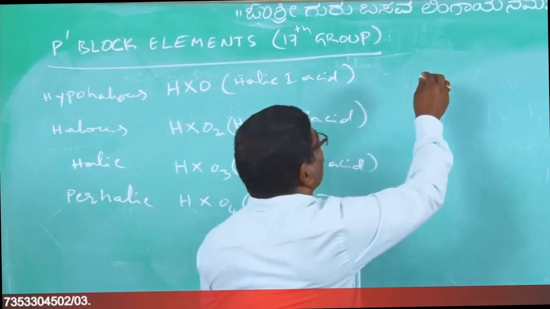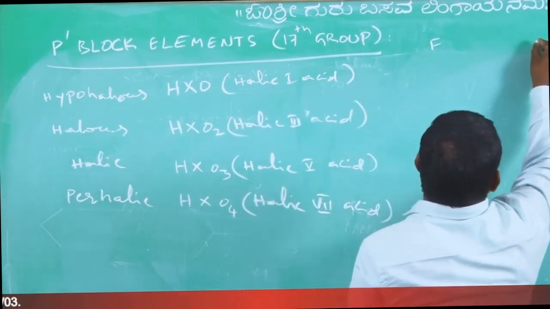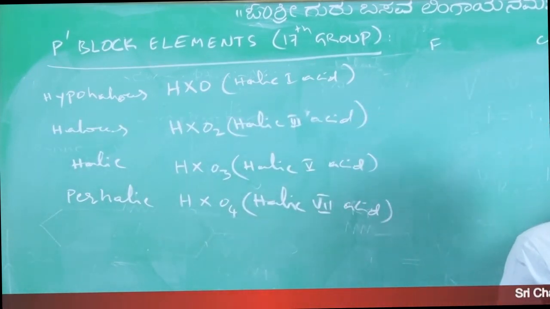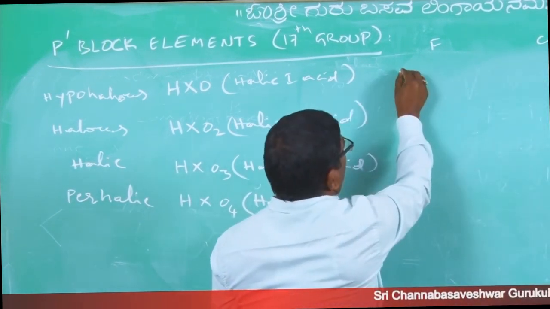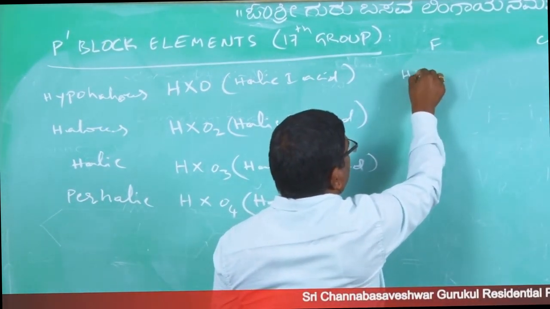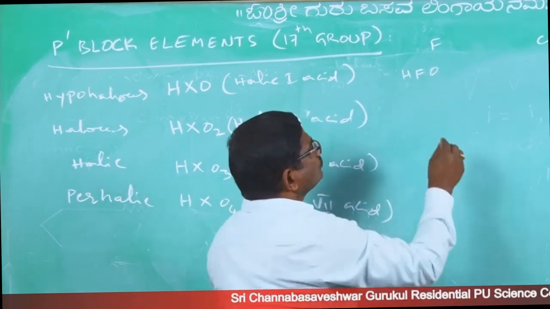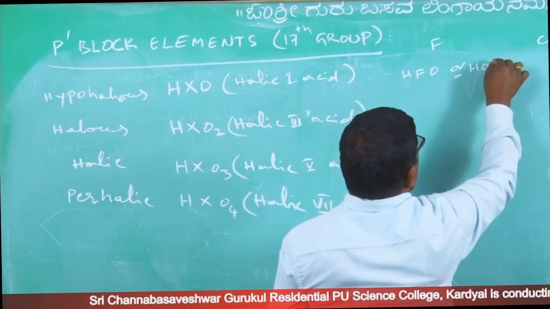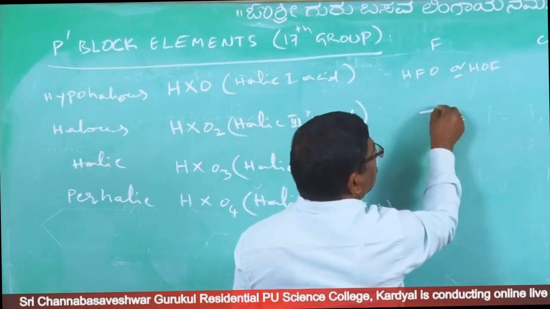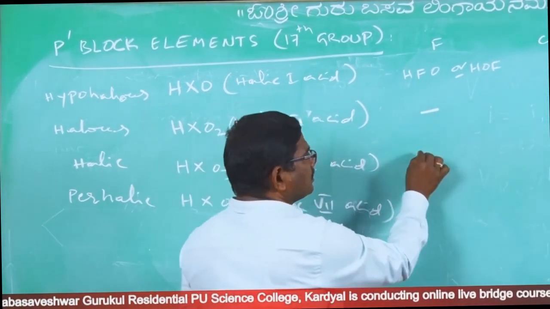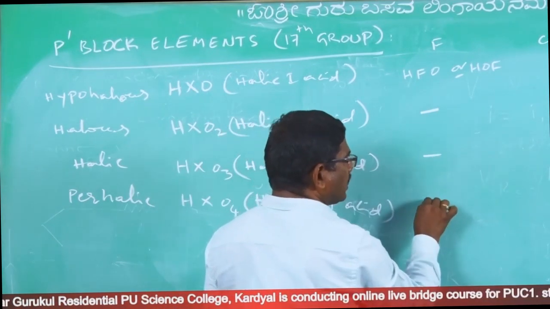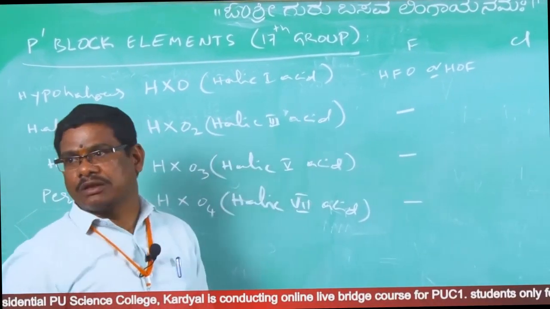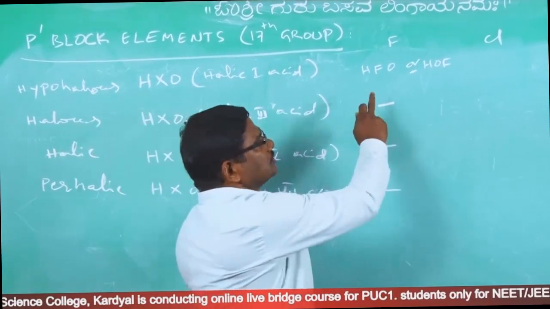Here, fluorine, chlorine, bromine, iodine, if you consider. For fluorine, HFO or HOF is possible, whereas halous acid and halic acid, that is fluoric acid and perfluoric acid, are not possible in the case of fluorine, right?